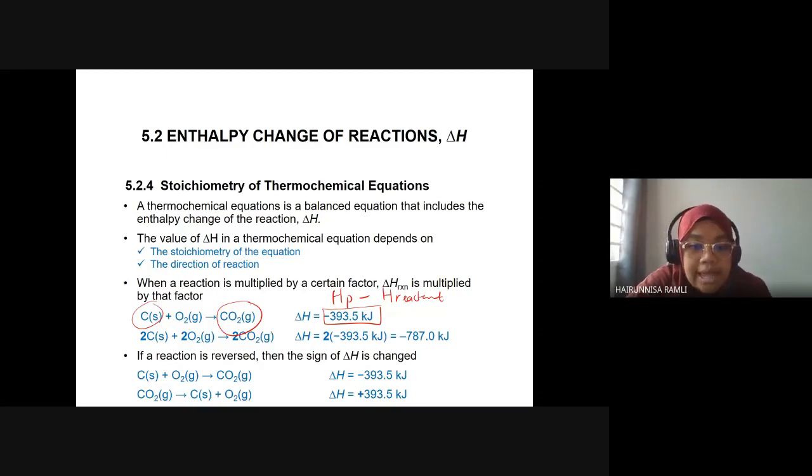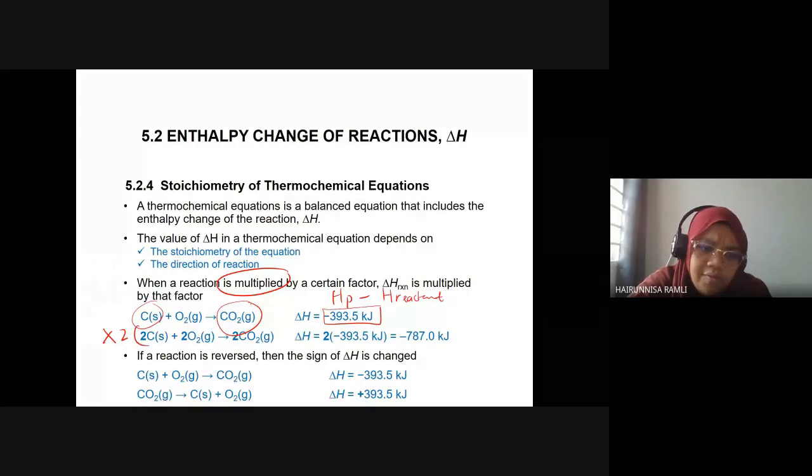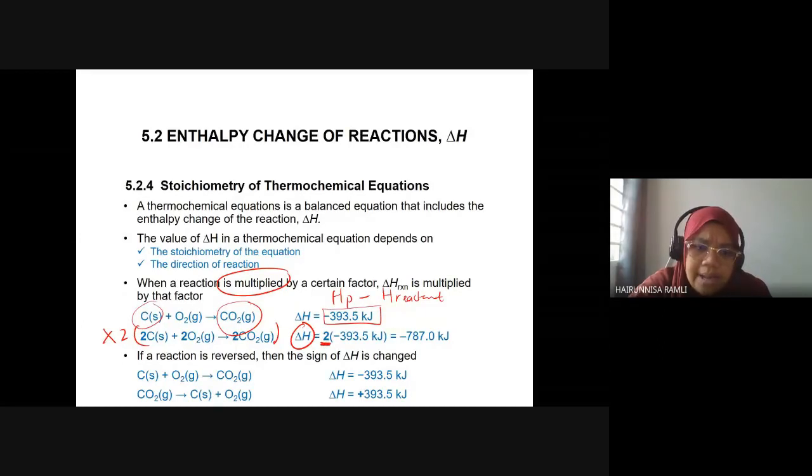Okay, so sekarang kita nak pergi balik pada this subtopic. Sebenarnya nak explain when the reaction is multiplied by a certain factor. For example, you multiply with 2, the value of enthalpy also must be multiplied by that factor, 2 lah. Ni pun sebenarnya saya dah pernah explain masa lab session sebelum ni eh. Kalau darab 2, darab 2 lah. Kalau you bahagi 2, kena bahagi 2 juga.